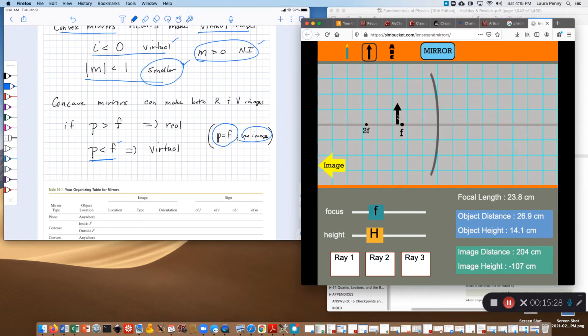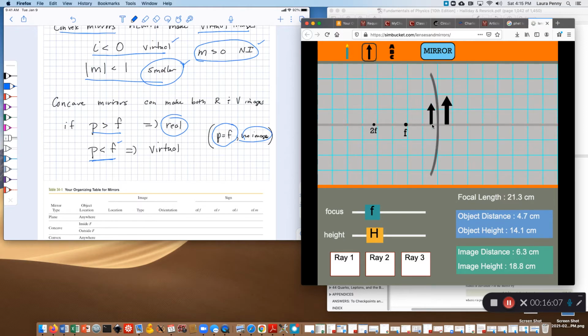Now, if I go outside the focal point, now my image is way over there. So I'm in between my F and my 2F. I now have real images. So if P is larger than F, I have a real image. If it's between F and 2F, which is really the center point, my image is larger than my object. If I flip the other way, now I'm outside of 2F. Now my image is smaller than my object. If I'm actually at 2F, they're exactly the same size.